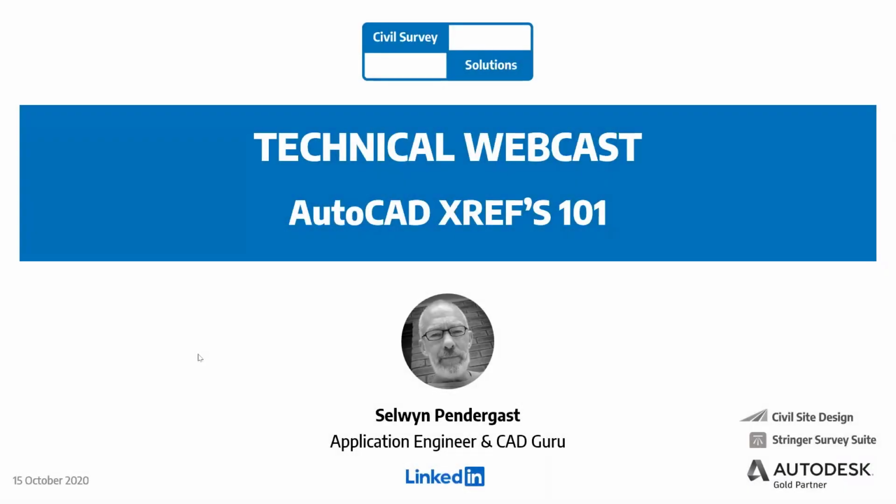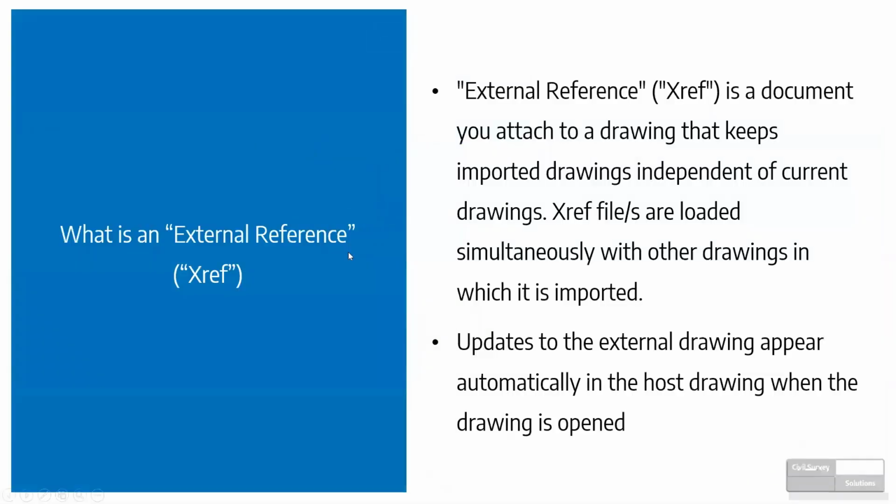So we're going to be looking at Xrefs today. Xrefs are available in AutoCAD and any of the vertical products, so your Civil 3D, your AutoCAD Map, Architecture, any of those ones. And it's also available in BricsCAD. The BricsCAD tools are slightly different than what we'll be looking at today. We'll be looking at AutoCAD 2021.